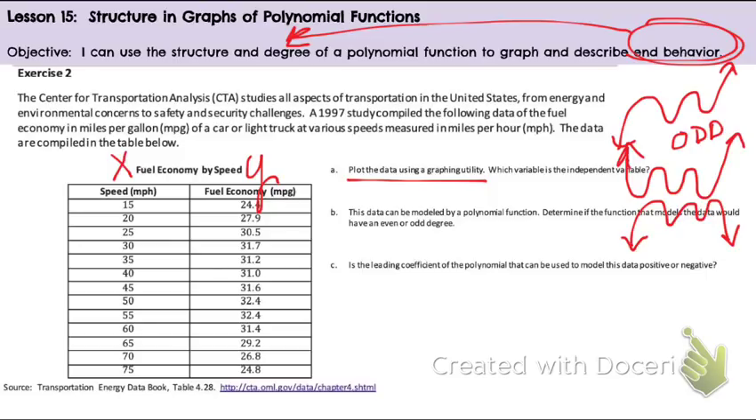So remember, if you have an even function, positives open up. There might be some wiggles in the middle. Negatives go down. And then with odd functions, positives go up when x goes to infinity and negatives go down, or you go that way.